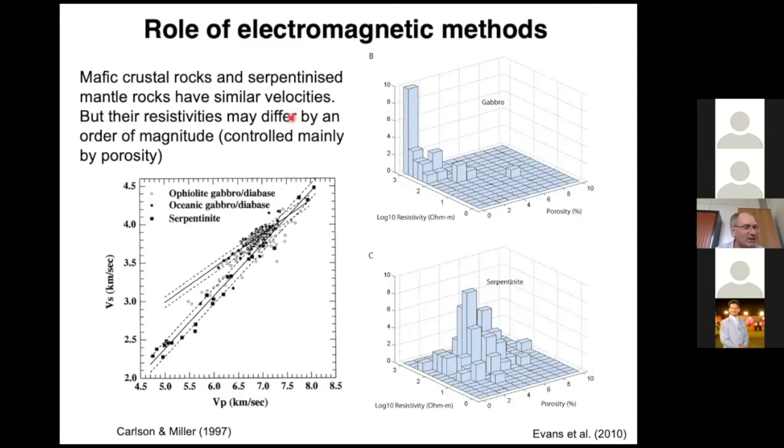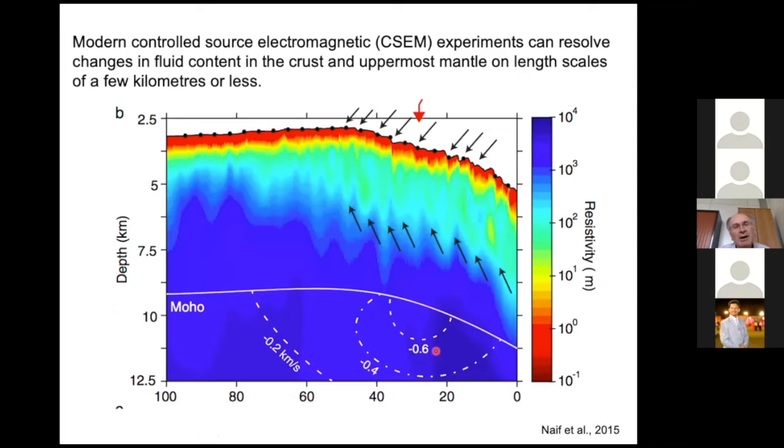So electromagnetics might have a role because they tell us about resistivity. Mafic igneous rocks, or particularly gabbros, tend to be really rather resistive, whereas serpentinites tend to be a lot less resistive, primarily because they're more porous and permeable. So that difference may be an order of magnitude or so. And then modern controlled source electromagnetic experiments can allow us to detect changes in fluid content in the crust and upper mantle on length scales of a few kilometers or less.